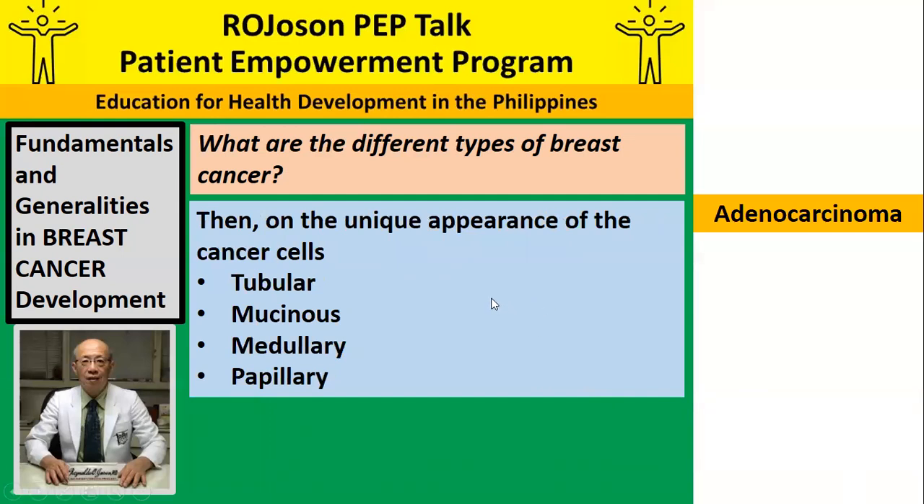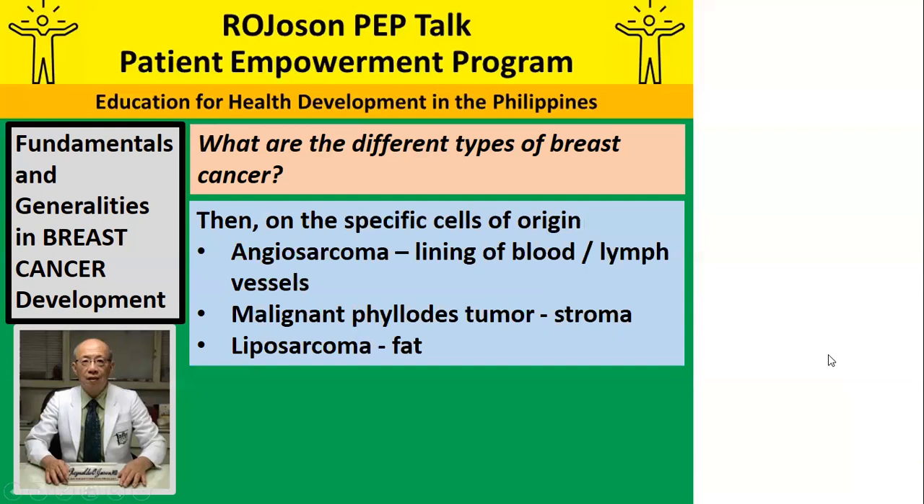Another classification is on the unique appearance of the cancer cells. Examples would be tubular cancer, mucinous, medullary, papillary. Another method of classifying is on the specific cells of origin. So those coming from the lining of the blood and lymph vessels are usually called angiosarcoma, and those arising from the stroma are malignant phyllodes tumor, and then those from the fat, liposarcoma.